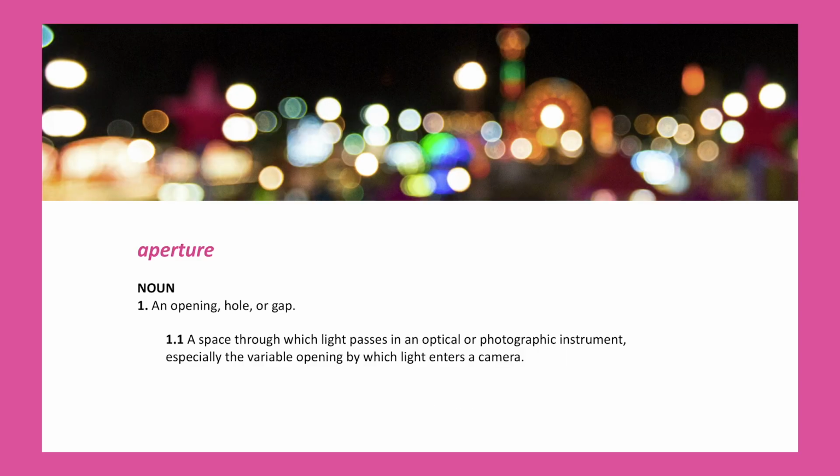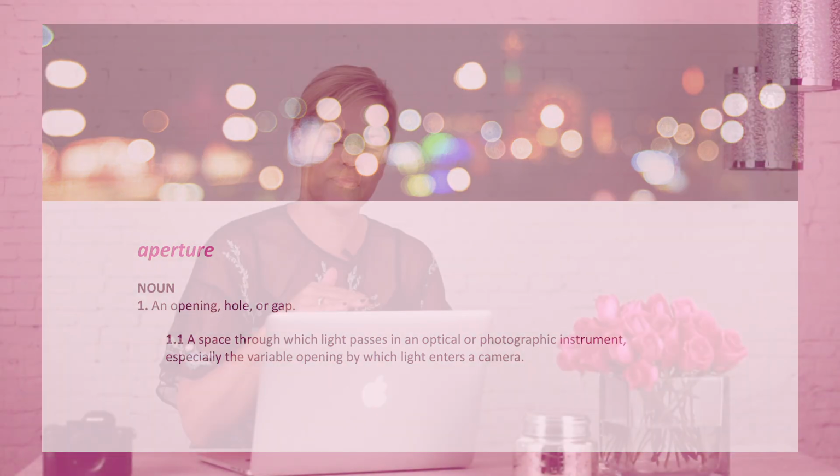Now let's talk about what is aperture. Aperture is just a hole or a gap. It's an opening, okay? So it's specifically to photography. It's where the light passes through your camera. So that's all it is. Don't be intimidated by it. It's just a hole, and it opens and it closes to let more light in or less light in. And that affects how your picture looks.